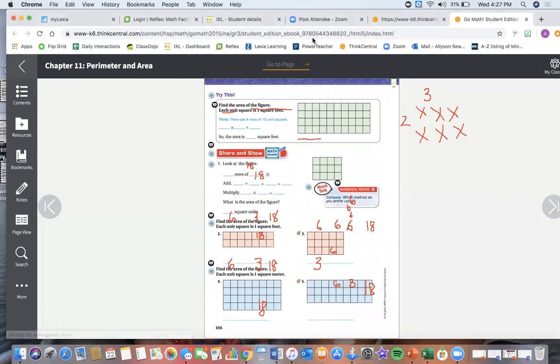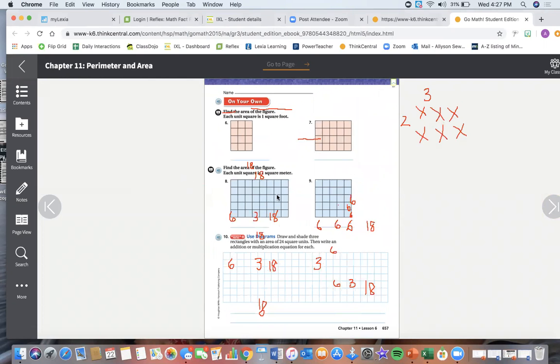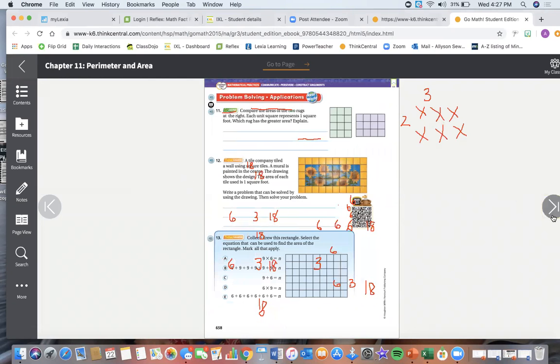All right, so now go ahead and do page 656, page 657, and if you're up for a challenge, go ahead and do 658. Try your best. I know you can do it.